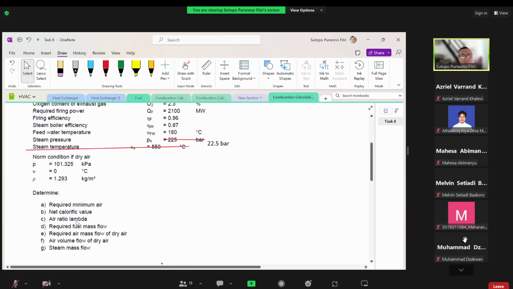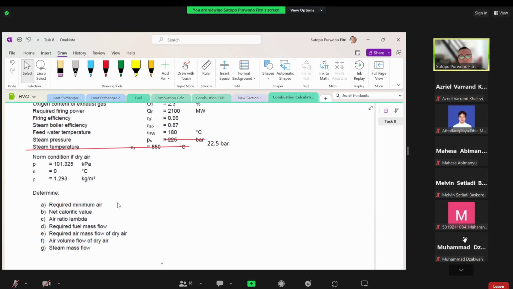A week ago, I explained about the excess ratio. This is the requirement of air for complete combustion of the boiler. So for several types of boiler, based on the type of fuel, you need a certain percentage or certain range of value of lambda. For example, for natural gas, oil, or maybe coal, you have a different excess ratio. So the excess air ratio is very important to have a complete combustion.